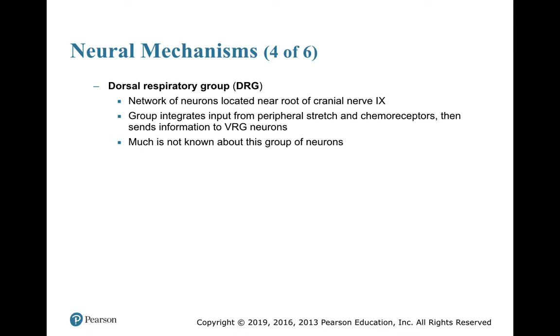The dorsal respiratory group is a network of neurons located near the root of cranial nerve 9. That group integrates input from peripheral stretch receptors and chemoreceptors and sends the information to the ventral respiratory group neurons, and we don't know too much about the dorsal respiratory group.